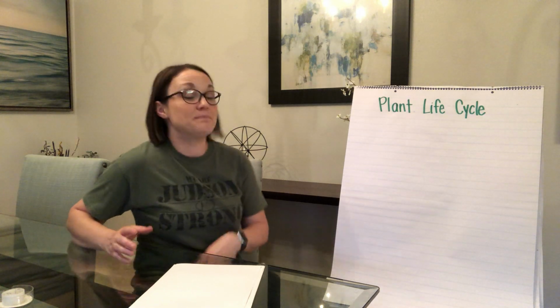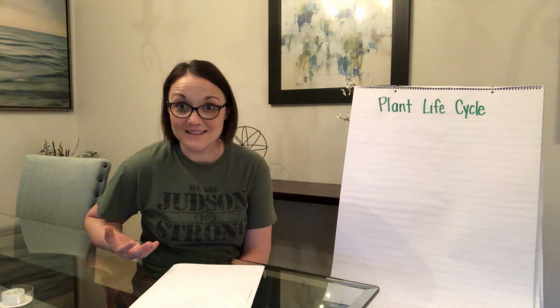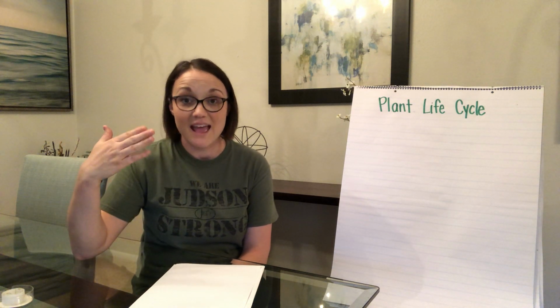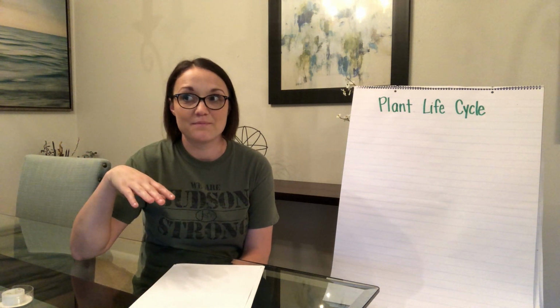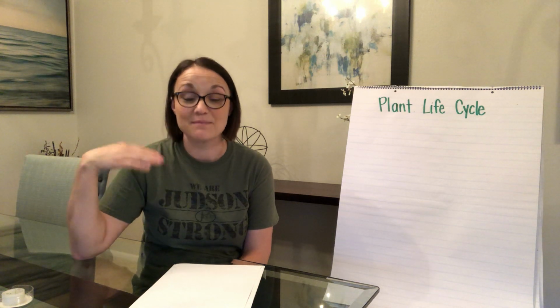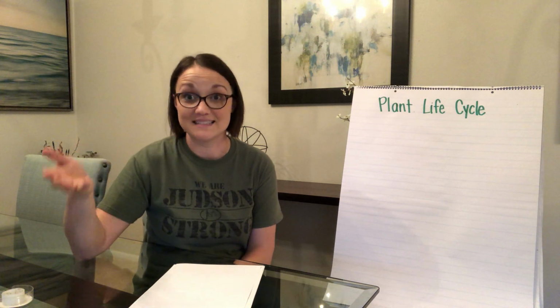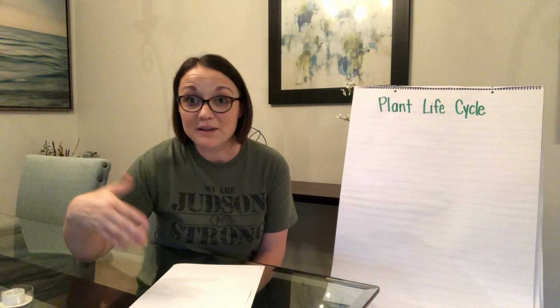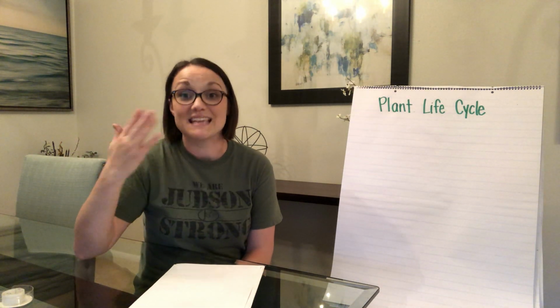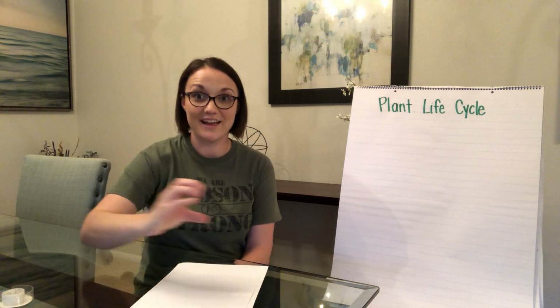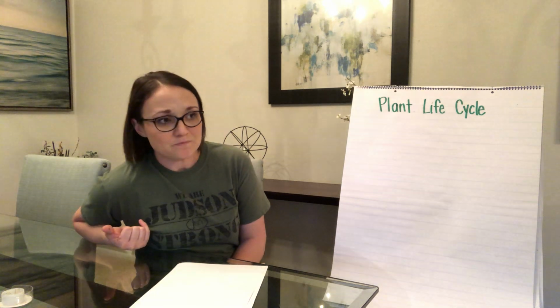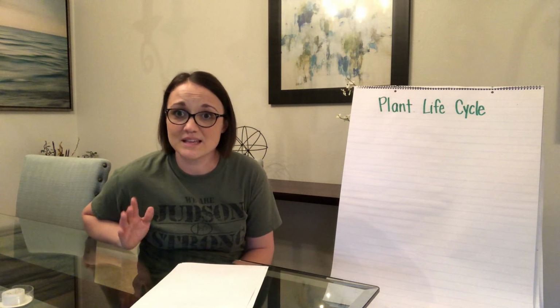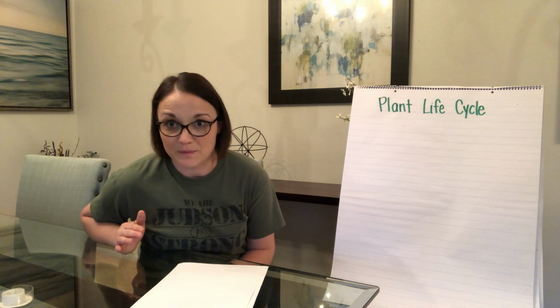And a plant life cycle is what happens in a plant's life, from the time that it is a seed until it grows up and can produce a new plant, and then what happens next and what happens next, and it keeps going around and around and around, and that's our circle, okay? So we're gonna talk about the plant life cycle. Before we do, let's just review some of the parts of a plant.